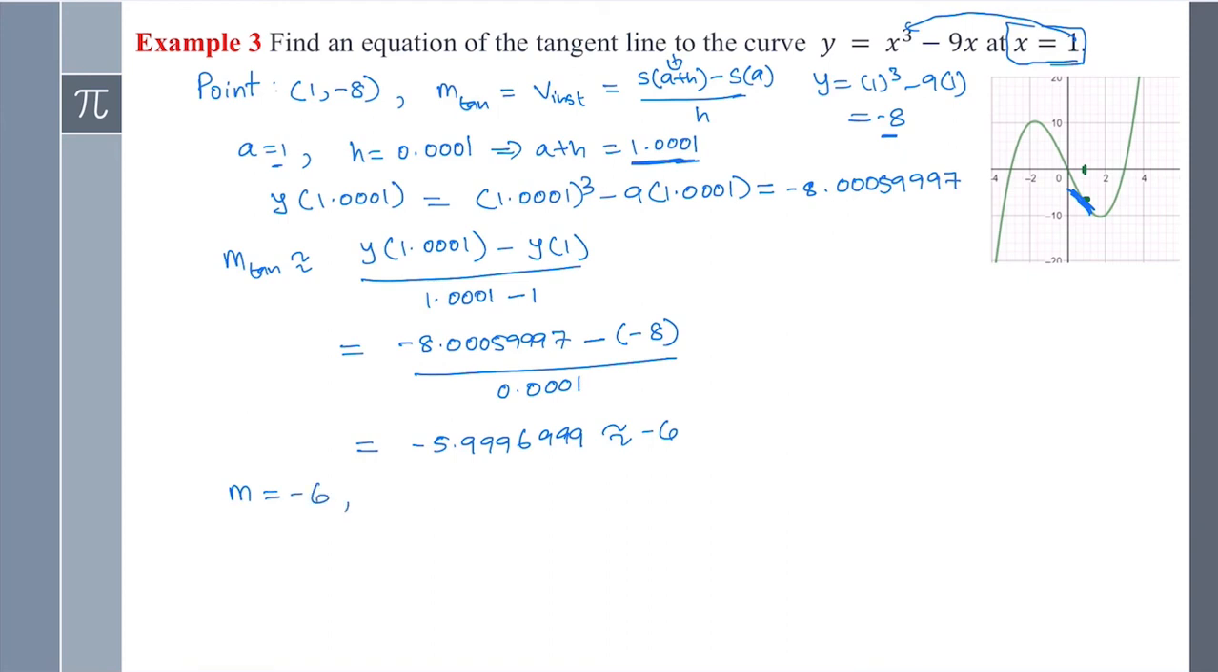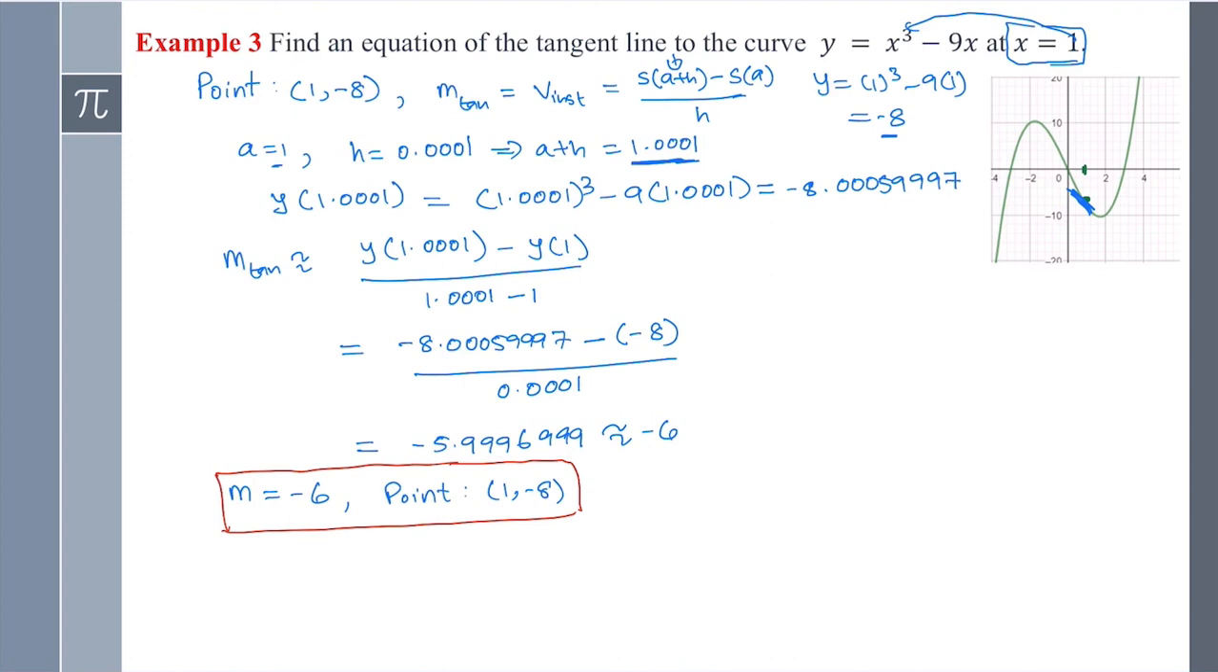And then we have the point that we are finding the tangent line at, which is 1 comma negative 8. Using this point and the slope, we are going to find the equation of the tangent line. To do that, you can either use y equals mx plus b, the slope-intercept form of the equation, or you can use the point slope form, which is y minus y1 equals m times x minus x1.